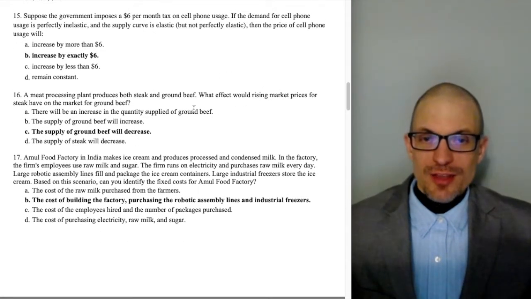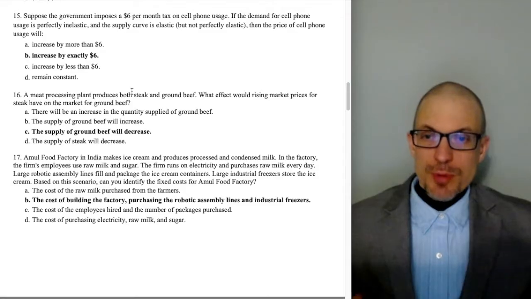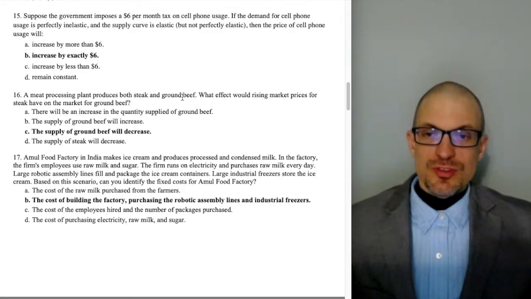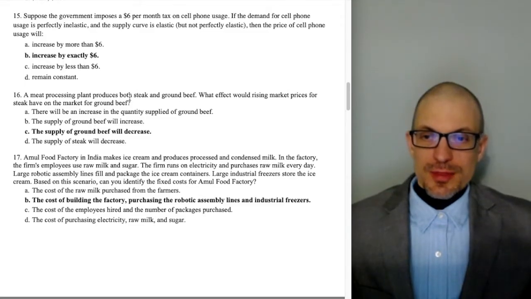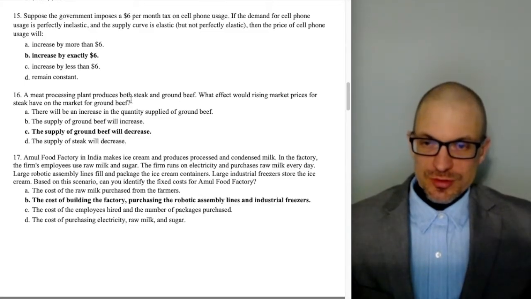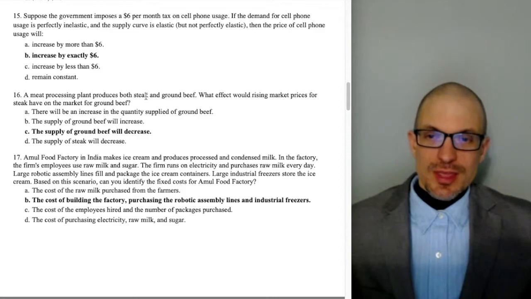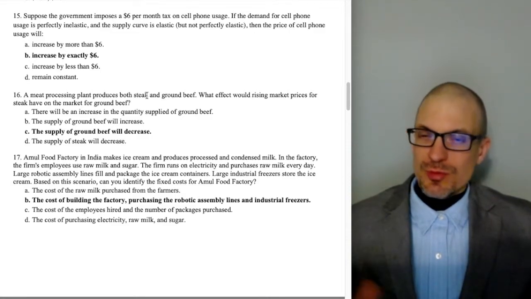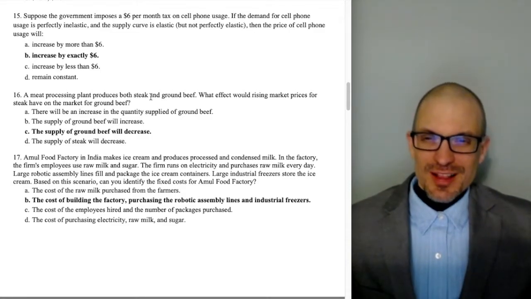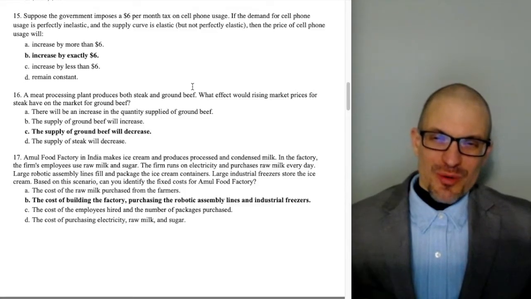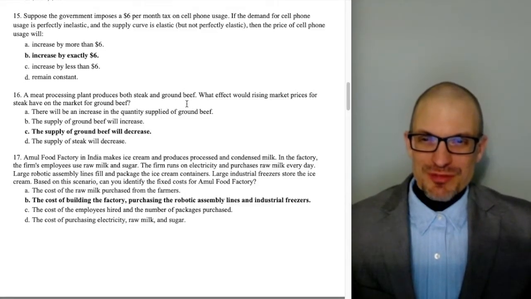All right, so a meat processing plant produces both steak and ground beef. What effect would rising market prices for steak have on the market for ground beef? Let's see. If we can produce both steak and ground beef, these are going to be substitutes in production. They can't be complements in production, right? You could make steak, or you could turn the same meat into ground beef. It's kind of how it works.